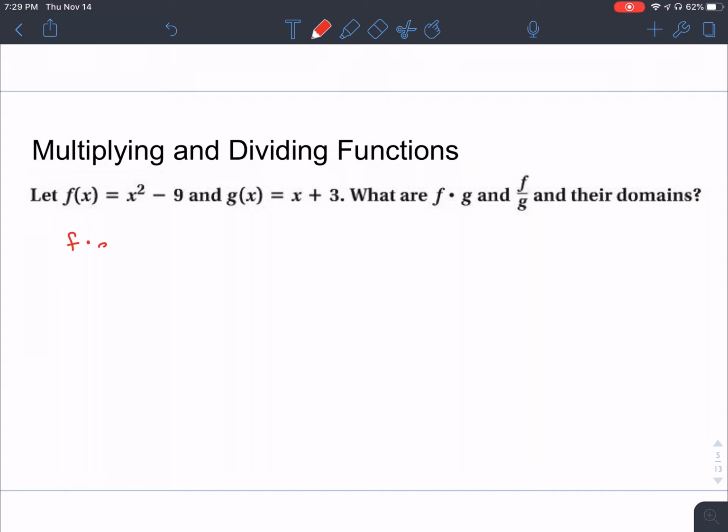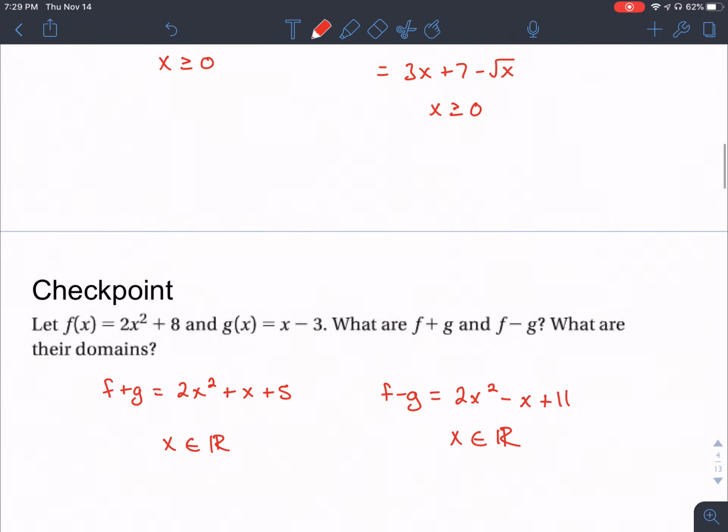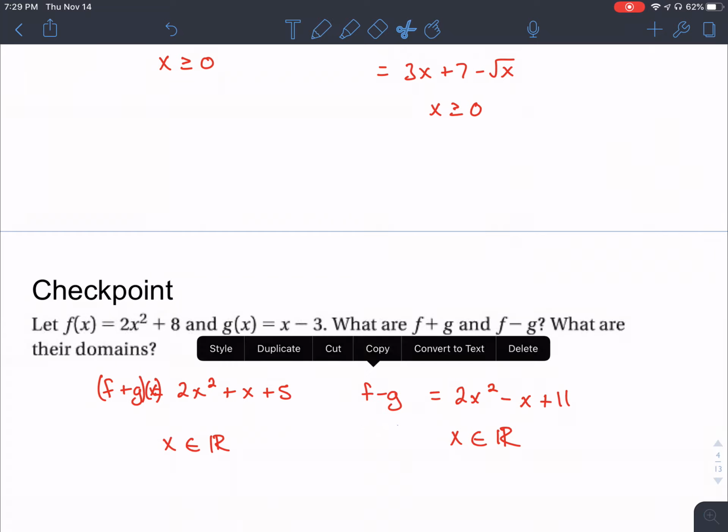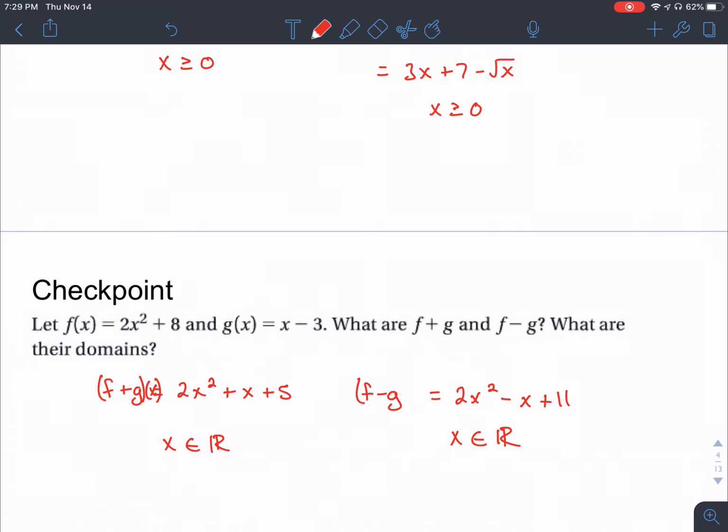So f times g of x, and I'm realizing just now that there is a slightly better way of writing what I'm writing. So I'm going to go back and make a couple of adjustments here. Here, f plus g of x is how we would write this, and f minus g of x. All right.